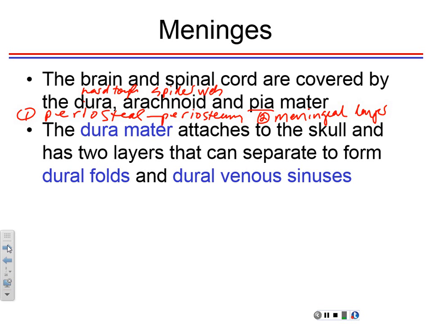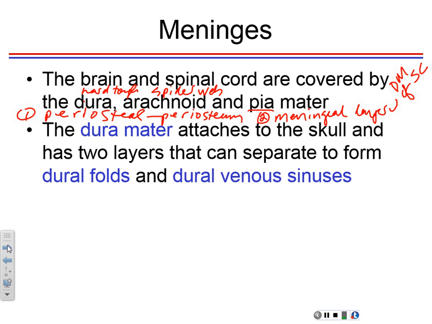So I guess in the exam, that's what you had trouble with, starting with the periosteal layer, and then you get the meningeal layer. It is the meningeal layer that is continuous with the dura mater of the spinal cord. So the meningeal layer is continuous with the dura mater in the spinal cord.